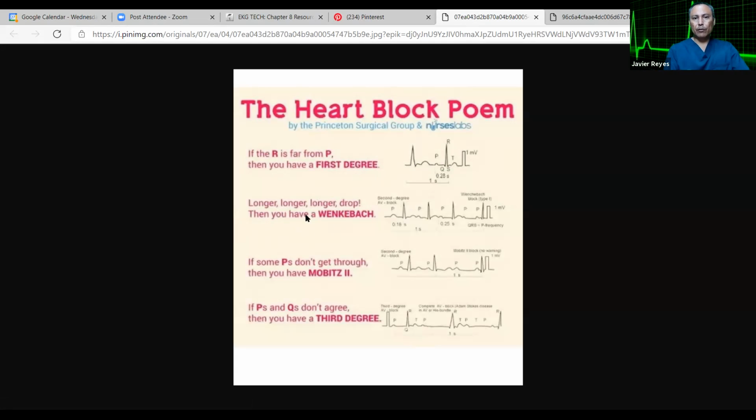Okay, so we go into second degree, third degree. Second degree has 2 types. We call them Wenckebach, and then we call them Mobitz. So second degree type 1 and second degree type 2. This is where it gets confusing with the names, because second degree has two different kinds. And then of course type 3. If P's and Q's don't agree, then you have a third degree. So you get it. I think these are helpful to remember, right? To identify them.